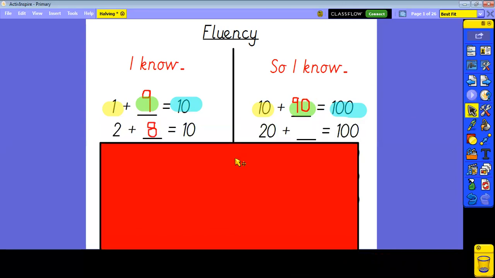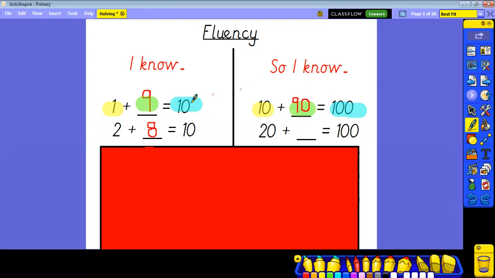Let's have a look for this one then. So I know that 2 plus 8 equals 10. Well, I could also say that 2 tens plus 8 tens equals 10 tens. And I know that 2 tens are 20 and 8 tens are 80. Well done. So that must mean that 20 plus 80 equals 100.